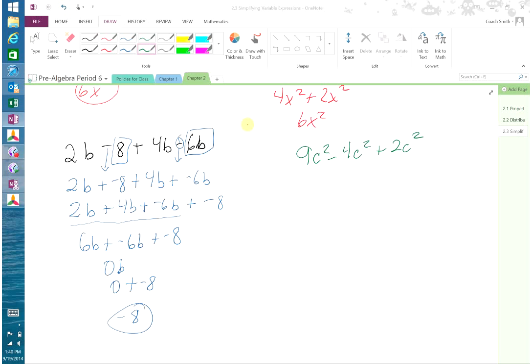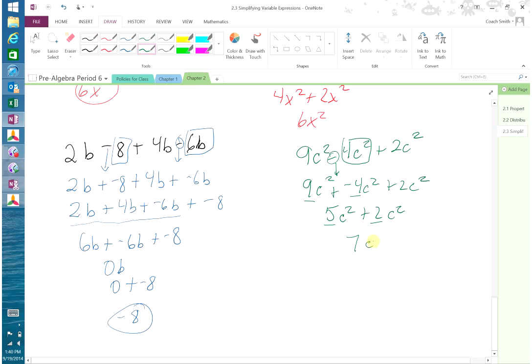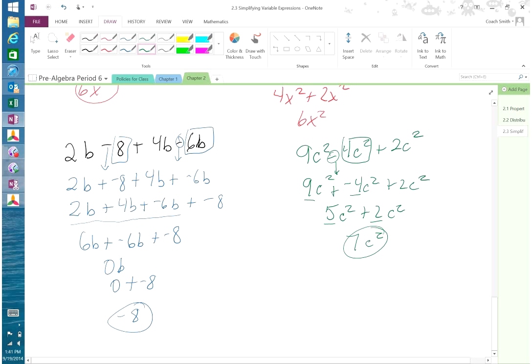So first, you have 9c squared. Change that to addition. Do the opposite of the 4c squared. So that's negative 4c squared plus 2c squared. What is 9 plus negative 4? 5. And I put the c squared with it. Plus 2c squared. So now I have 5 plus 2. 7. And that's c squared.